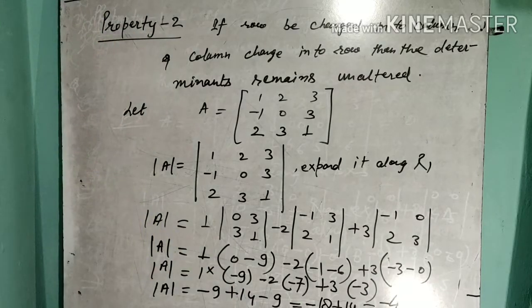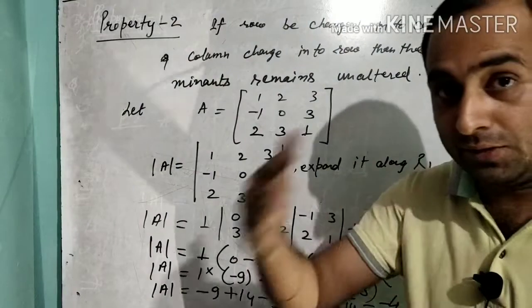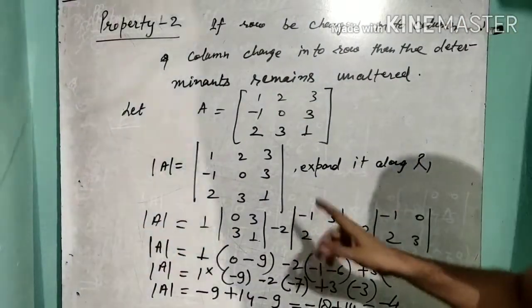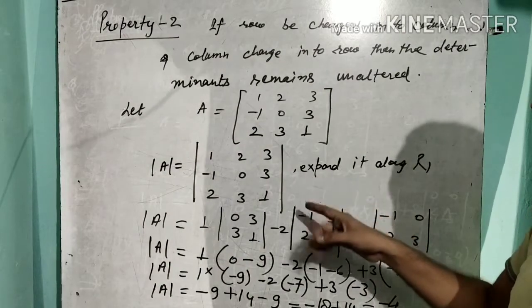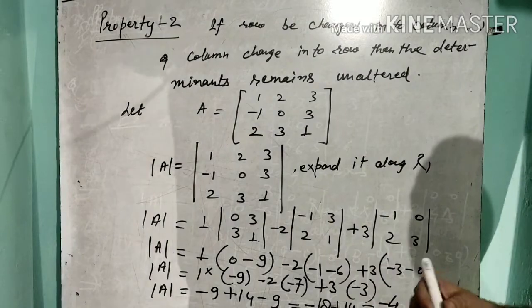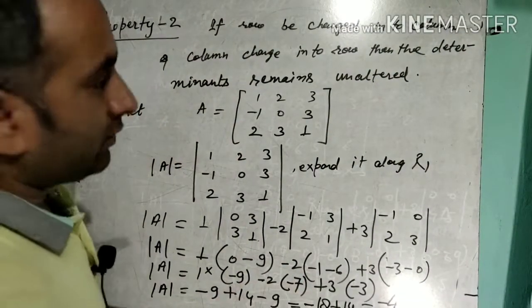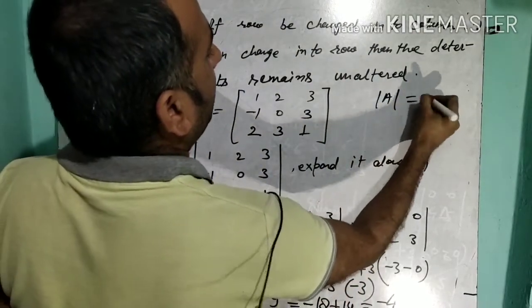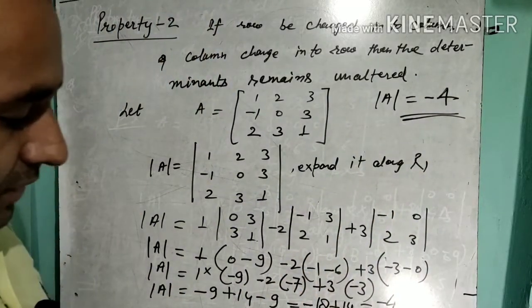Students, now I am going to interchange the rows into columns, and columns will be in the form of rows. This is your original determinant, and the value of the original determinant is minus 4. So I will write here determinant of A is minus 4. Clear? The value of this determinant is minus 4.